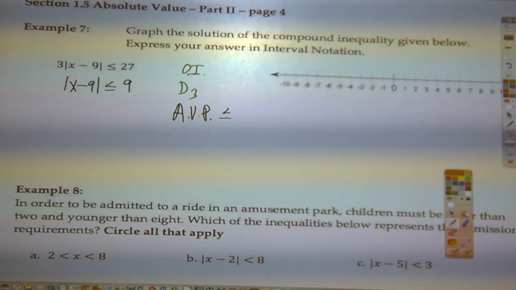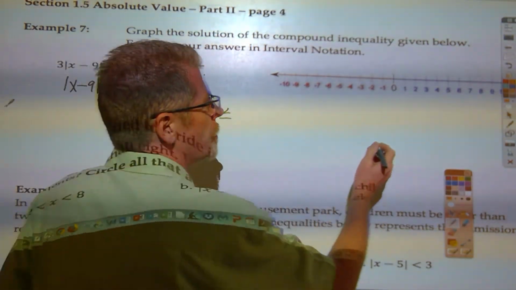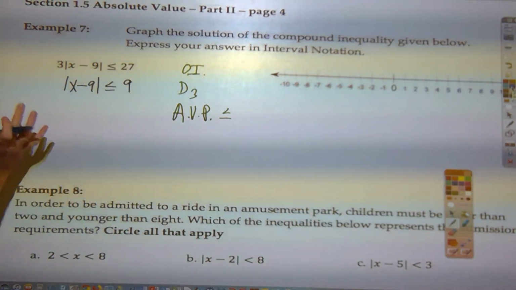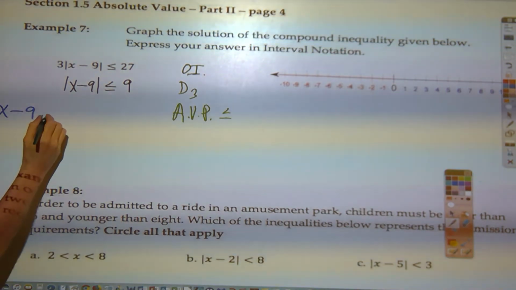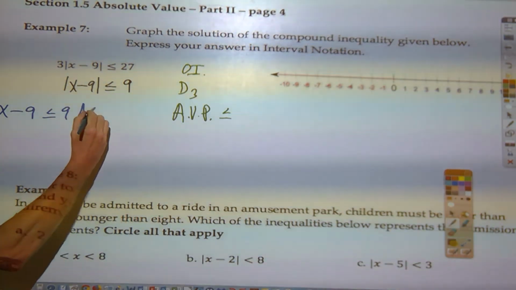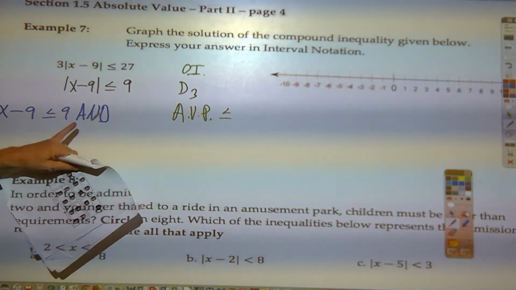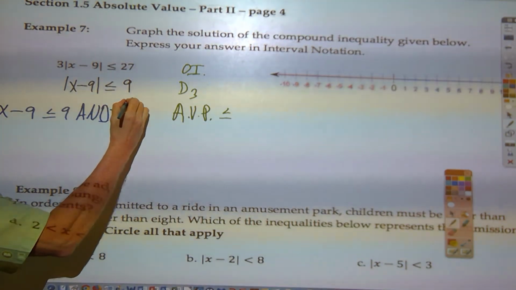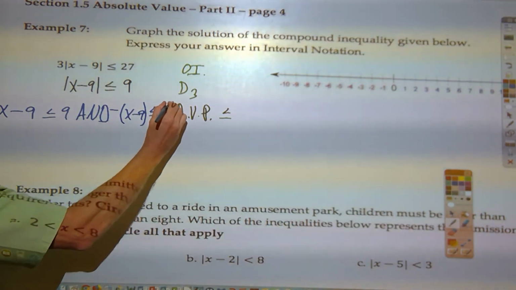All right, so this time, it's going to be the stuff inside absolute values. Think of x minus 9 as just a unified number. There's 2 cases. x minus 9 is either less than or equal to 9. This time it's the word and. Or the opposite of that number. The other possibility is that the opposite of parentheses x minus 9 is less than or equal to 9.